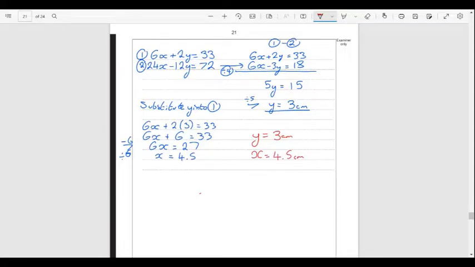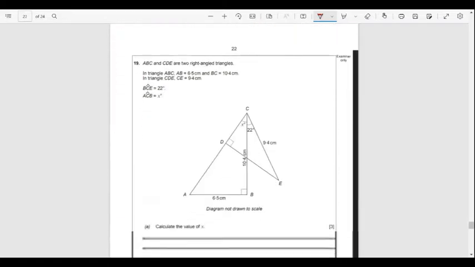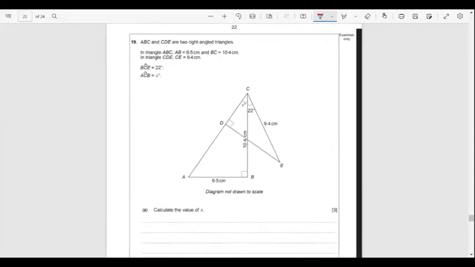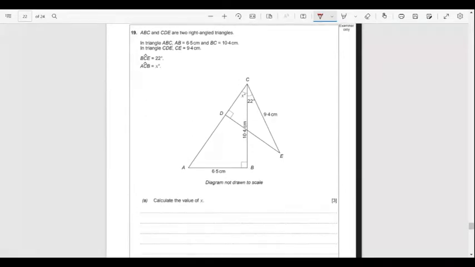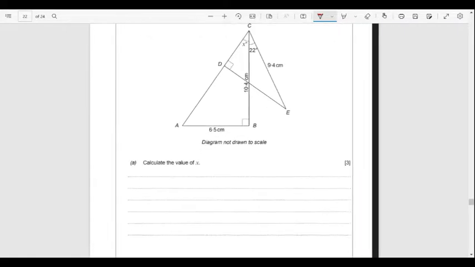Okay, last one now, nearly there. ABCD are two right angle triangles. In triangle ABC, AB is equal to 6.5, that's this line here. BC is 10.4, straight down there. And in triangle CDE, CE is 9.4. We're told angle BCE is 22 and ACB is angle X. First of all, we need to calculate angle X.